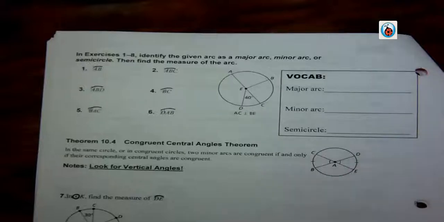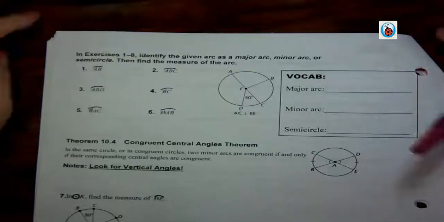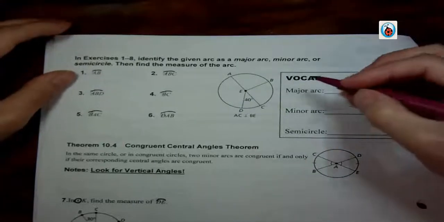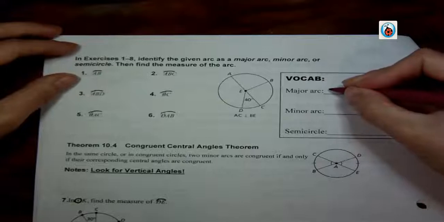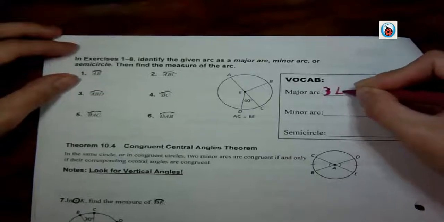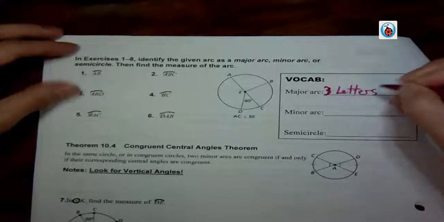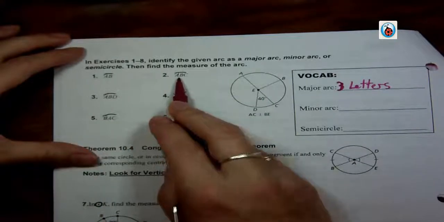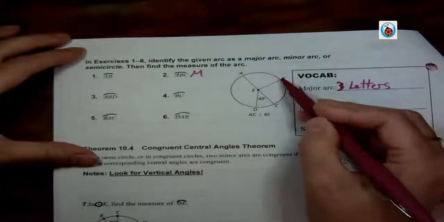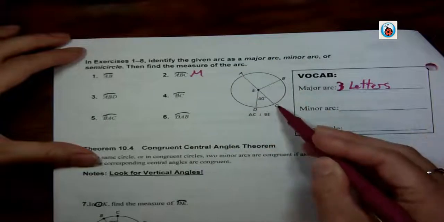Okay, so we're here with some basic vocabulary for a circle. A major arc is something that is represented by 3 letters. If we look through here, it means you go the long way around. So ABC would be our major arc because we're starting at A going through B to C.